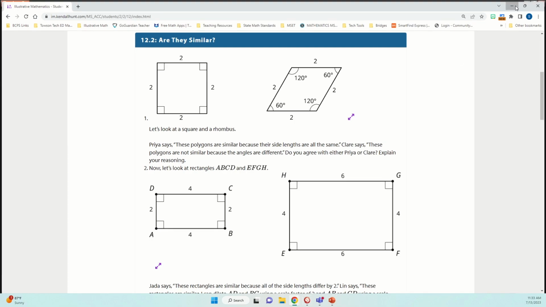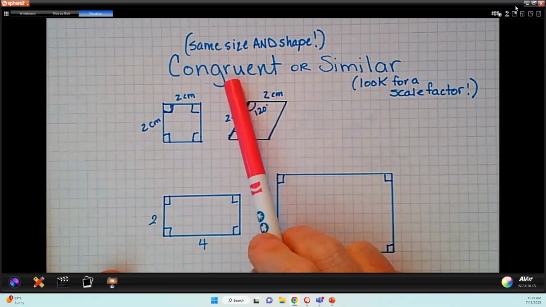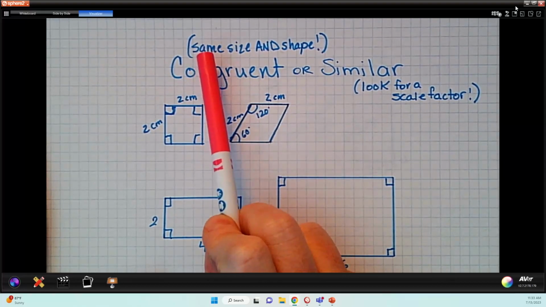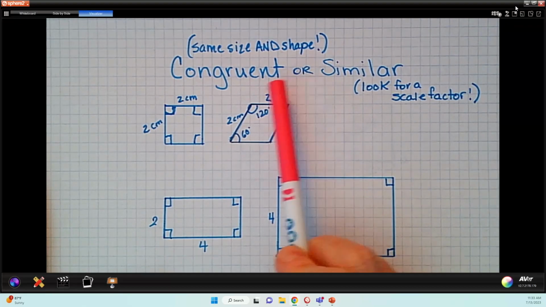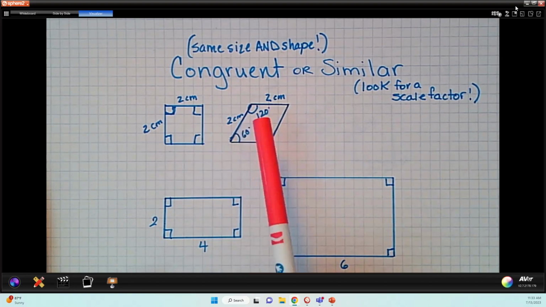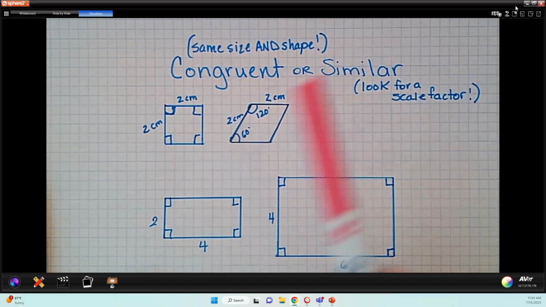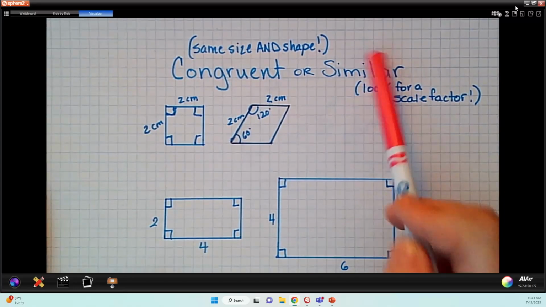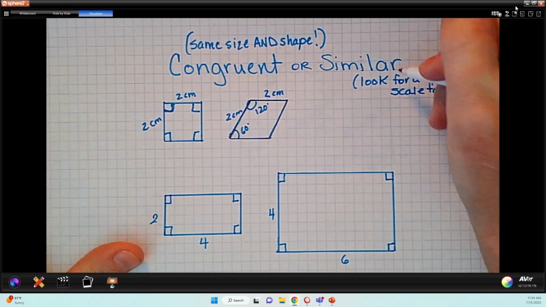So I have this on my paper here. So some key things to look for. Congruent, as we learned in Unit 1, means same size and shape. So in order for two shapes to be congruent, they would have to both be squares, same size. Whereas here, we have the same size, but they're not the same shape. This is a rhombus, this is a square. So we're going to look for similarity, because a shape could be slightly different and be similar.